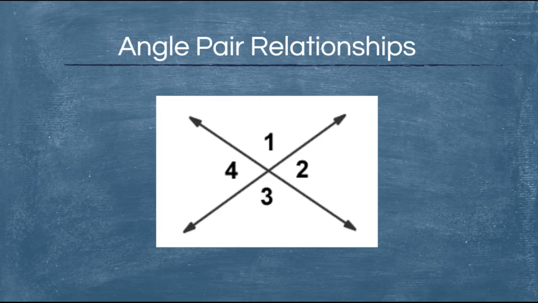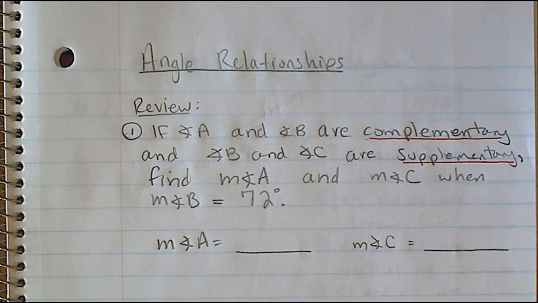Hey ladies and gents, this video is about angle pair relationships, and we're going to be looking at special pairs of angles that are formed when two lines intersect. So we've actually talked about two types of special angle relationships, and those would be complementary and supplementary. So go ahead and jot down this little quick review, warm up, whatever you would call it.